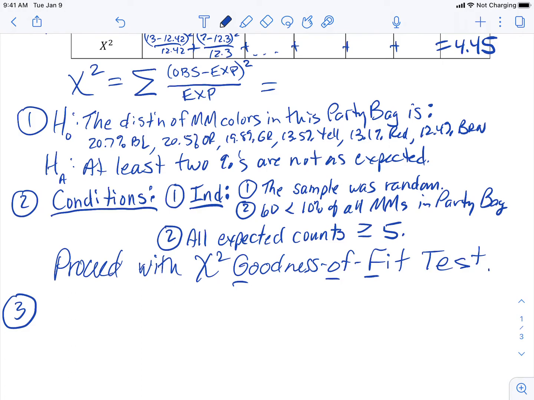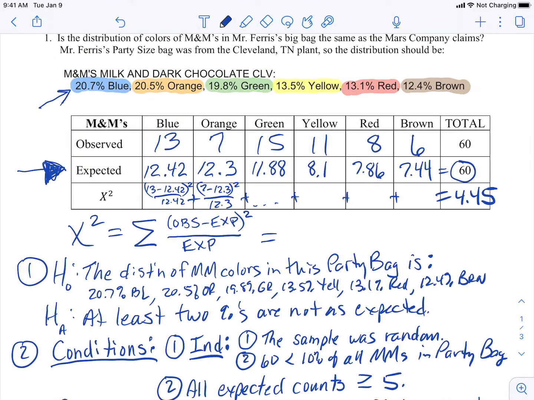And if you go to Stat and over to Tests and go way down toward the bottom, there should be a chi-square goodness of fit test. At least if you have a newer operating system. If you have an older calculator like I do at home, an 83, you will not have this. So you'll have to do it all with lists. But the first thing we want to do is type in all the observed counts into list 1 and all the expected counts into list 2.